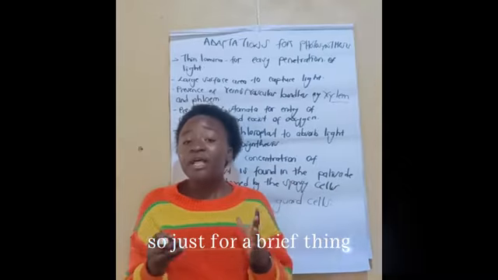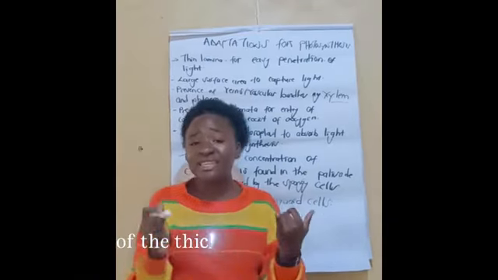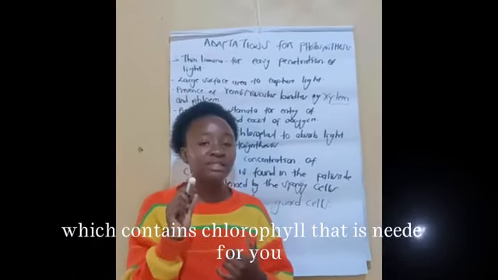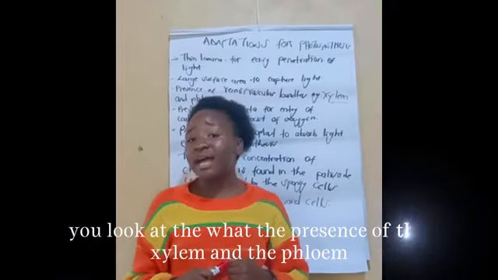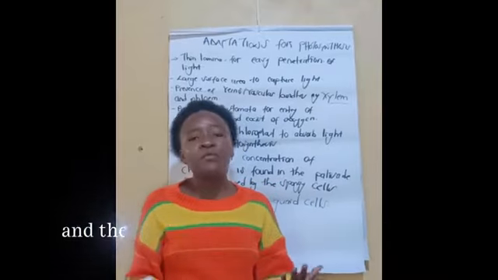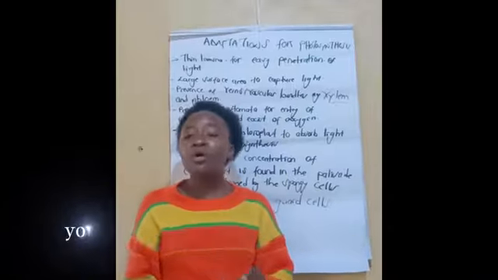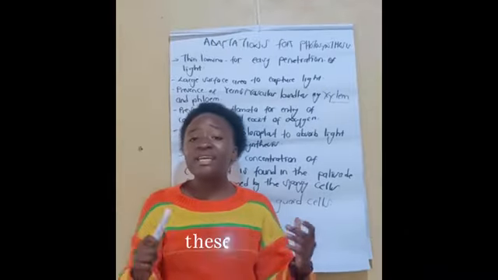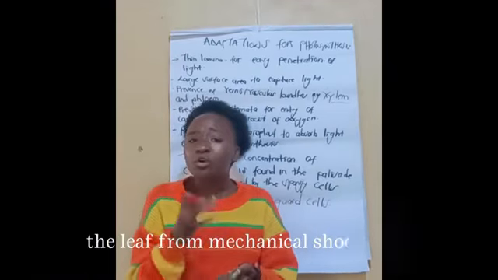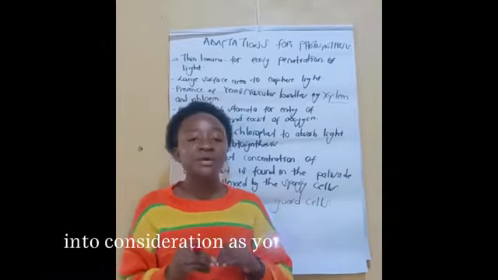So just briefly, these are the things to take note of as you deal with your essay. Look at the thinness of the lamina. Look at the presence of chloroplast, which contains chlorophyll. Look at the presence of the xylem and the phloem, which are vascular bundles that transport the mineral salts and the food manufactured in the leaves. Look at the lower and the upper epidermis. What is the epidermis there to do? It is there to protect the leaf from mechanical shock. All these things you are supposed to take into consideration as you write your essay.